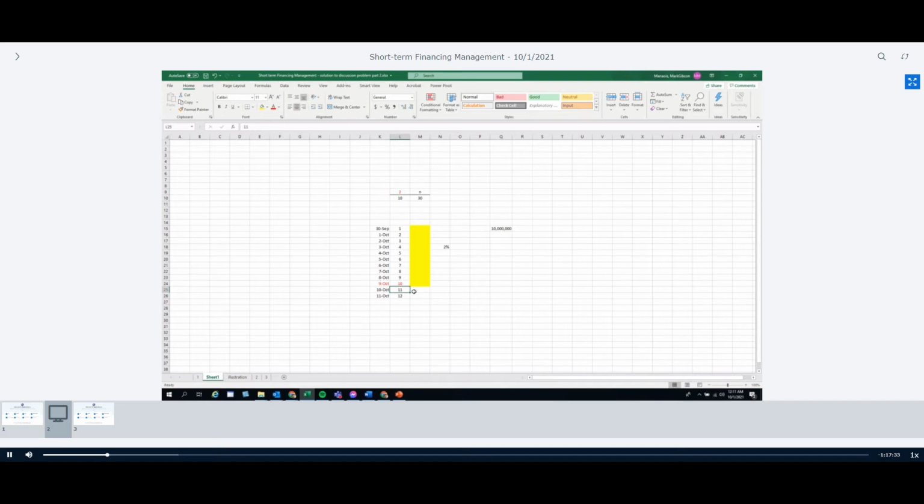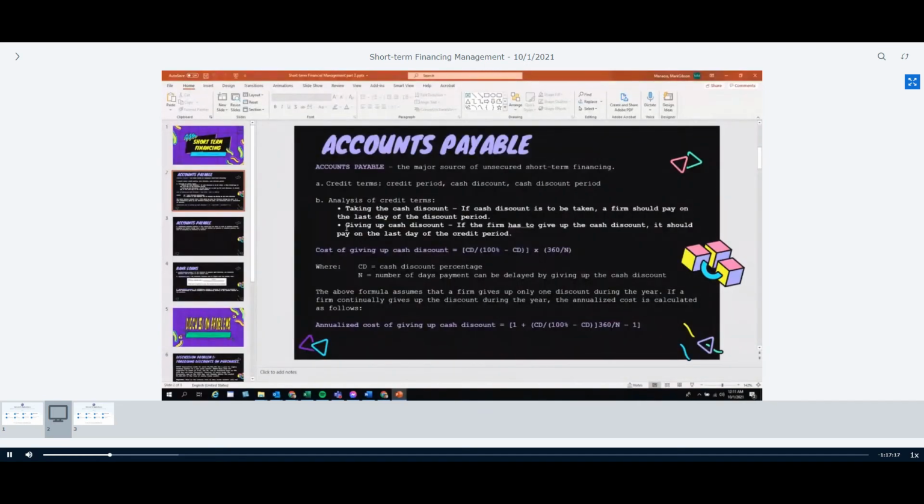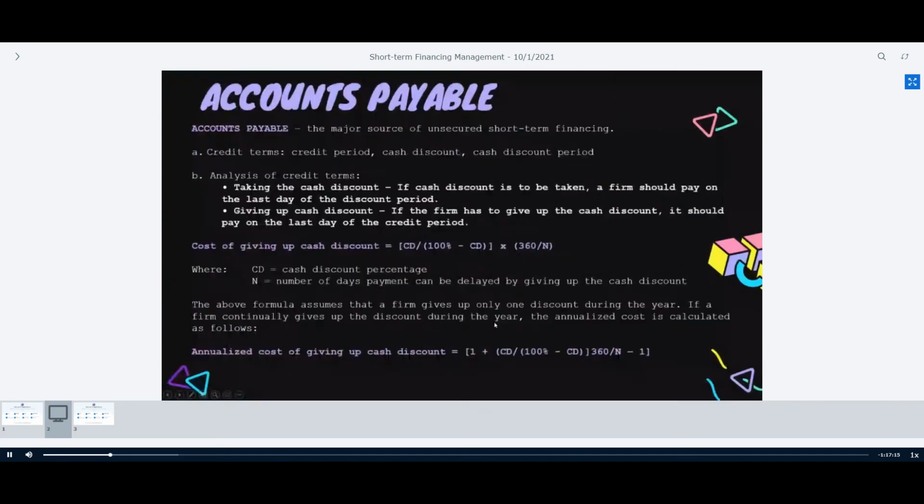Now, paano kung nagbayad tayo on the 11th day? Again, if you pay on the 11th day, you lose the 2% discount, kasi nga the discount period is within 10 days only. So, punta na natin ngayon yung next statement: giving up cash discounts. If the firm has to give up the cash discount, it should pay on the last day of the credit period. It's self-explanatory class.